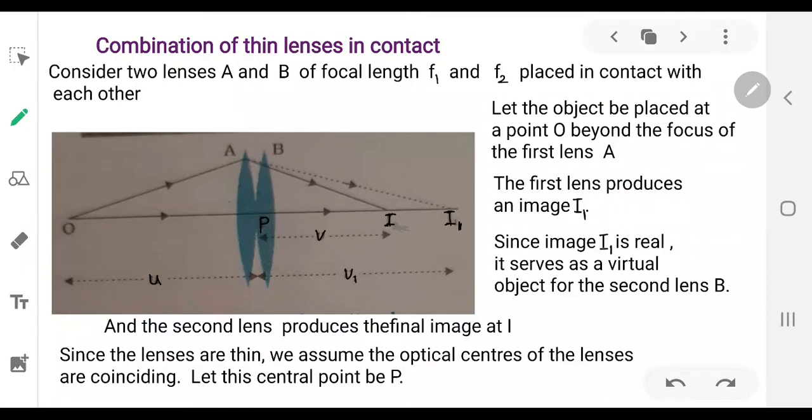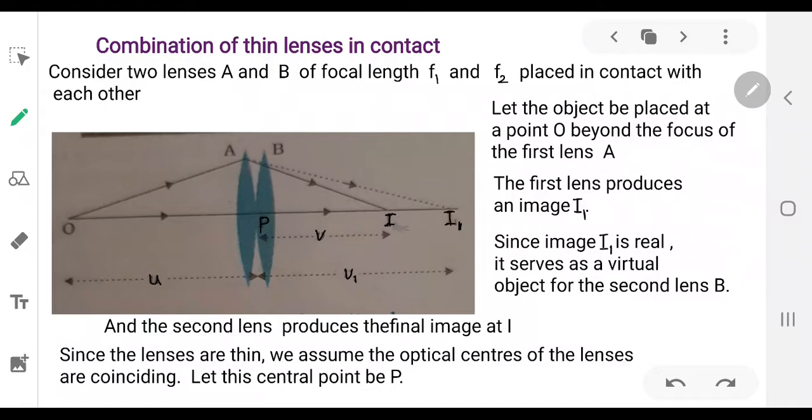In this session, we study combination of thin lenses in contact. Now, you all know if the paraxial rays are incident on a lens, either they will converge to a principal focus or they appear to diverge from a point. Now, that distance is nothing but the focal length.